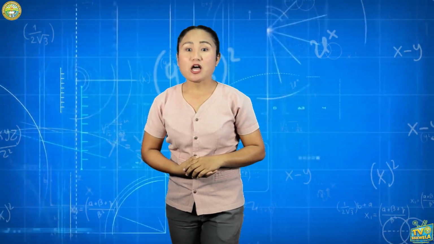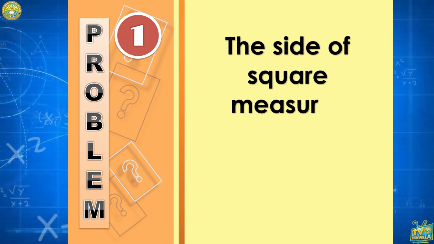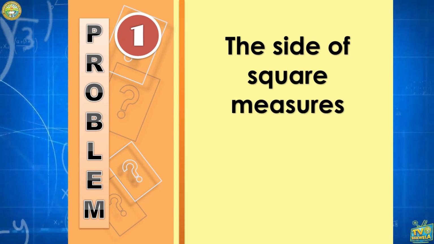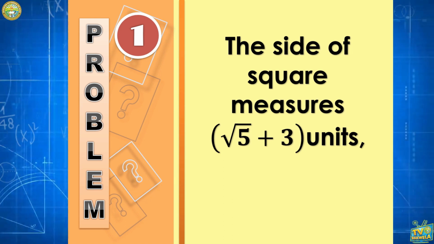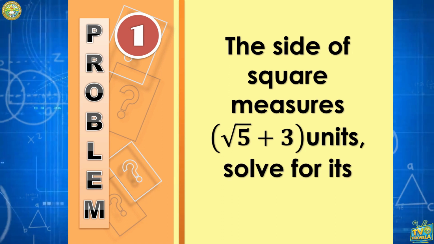This time, you will apply what you have learned from the previous topics on how to solve problems involving radicals. Let us study the following examples and observe the different ways on how they are being solved. Problem number 1. The side of a square measures quantity square root of 5 plus 3 units. Solve for its area.